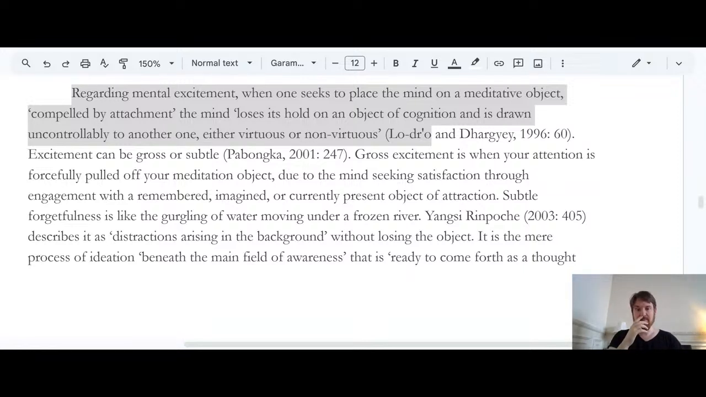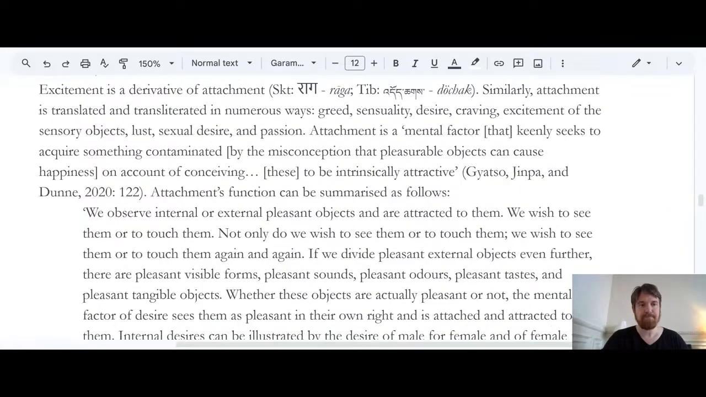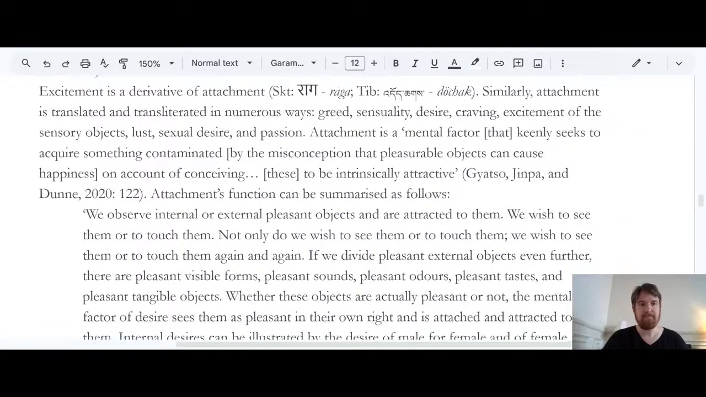So if the selected object was the breath, anytime you are associating something positive with some experience, which is actually, it might be helpful to go back now and get a little bit more precise on what attachment is. Excitement is a derivative of a mental factor called attachment.